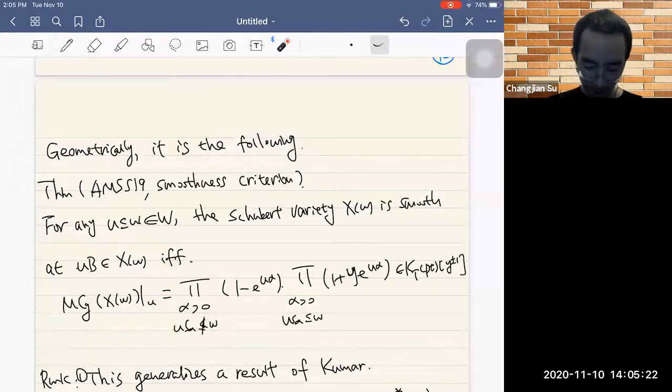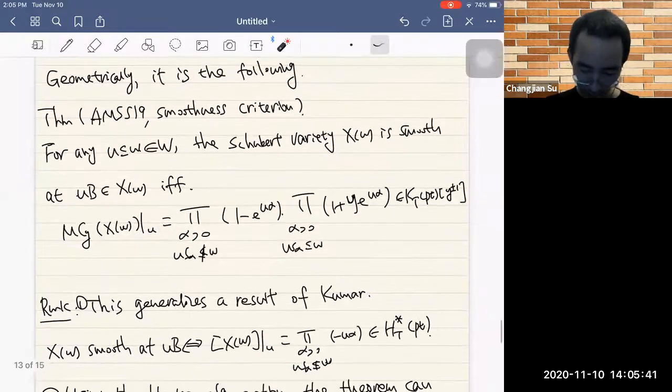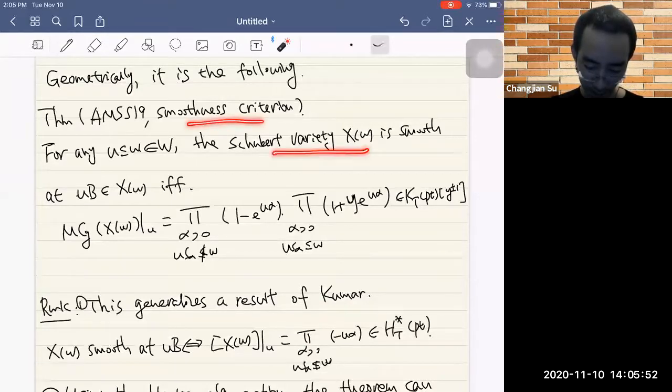So we get smoothness criteria for Schubert varieties using the localization of this multiplicative characteristic class, or, the other way around, using the localization of this stable basis. In the literature there is a very old result due to Kumar, which is also a smoothness criterion for Schubert varieties. Kumar's theorem says as follows.